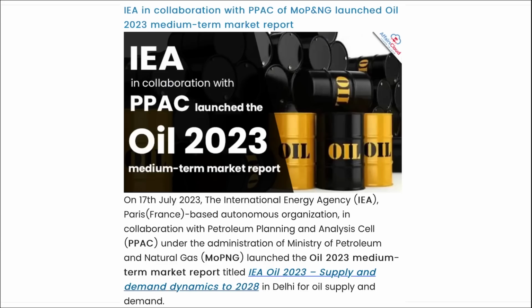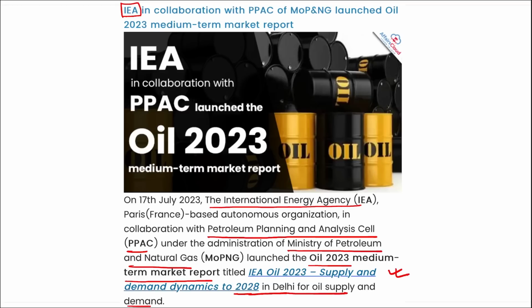Moving on. Next is IEA, that is International Energy Agency. They have recently collaborated with Petroleum Planning and Analysis Cell under the administration of Ministry of Petroleum and Natural Gas, and they have launched the Oil 2023 Medium Term Market Report, titled IEA Oil 2023 Supply and Demand Dynamics to 2028, in Delhi for oil supply and demand.